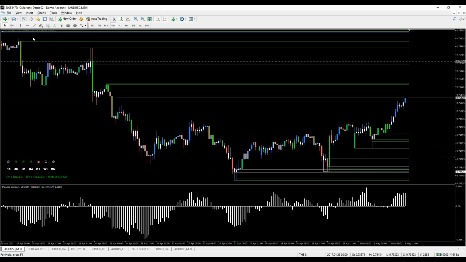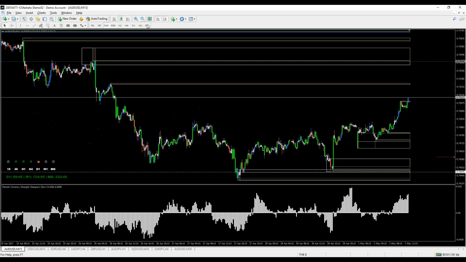You can see that we have the hourly area just here, and this is a little bit more aggressive. The entry would bring us down into the middle of these accumulation candles, but this 15-minute area we have at the top just makes a lot of sense to consider taking a trade there.